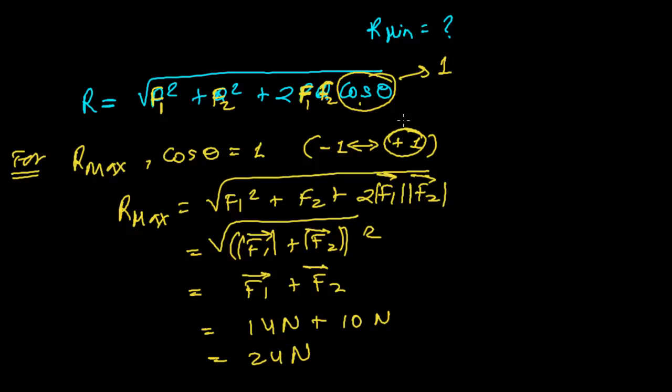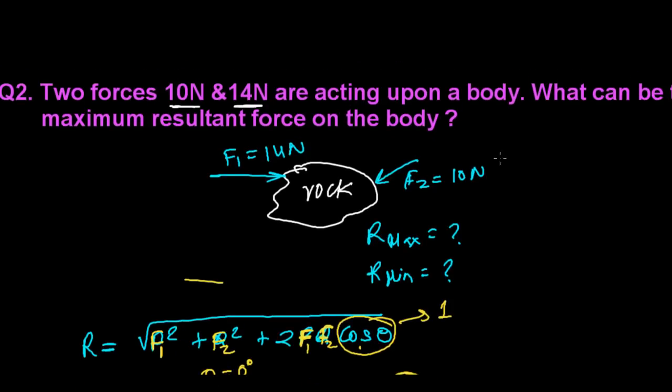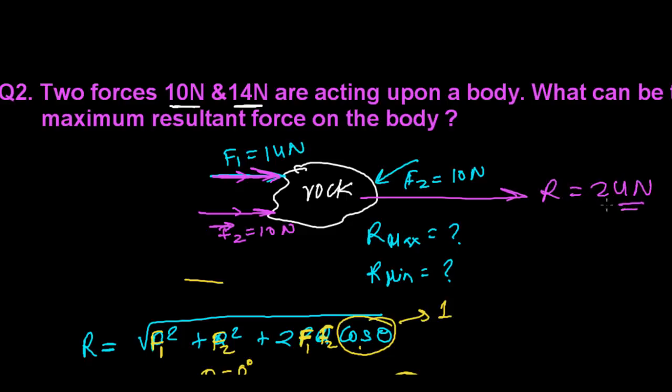And cosine of theta will be 1 if theta equals 0 degrees. And 0 degrees means F1 and F2 are acting along the same line, in the same direction. F1 is acting with 14 Newton in this direction, and F2 is also acting in the same direction with 10 Newton, parallel to each other. Then the resultant force R will be maximum, 24 Newton. And now I need the minimum. How can I get the minimum?